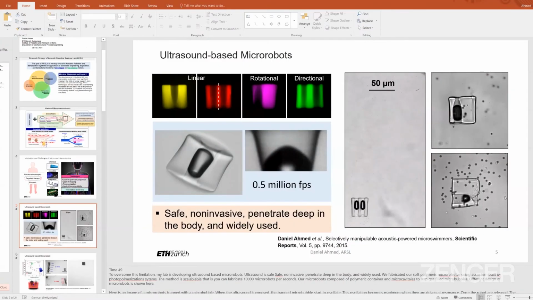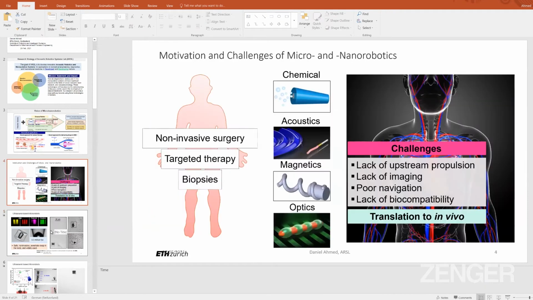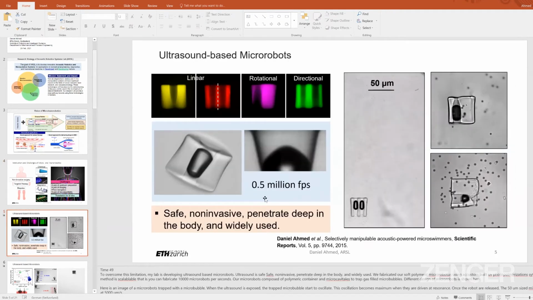So we have developed various types of micro acoustic-based robots. Maybe I can show you two, three types of acoustic robots. Is that fine? Yeah, please do.